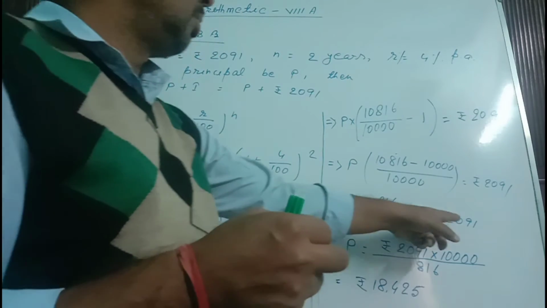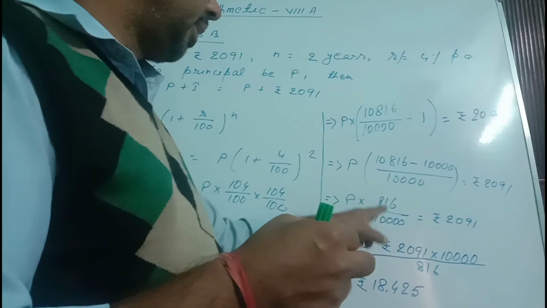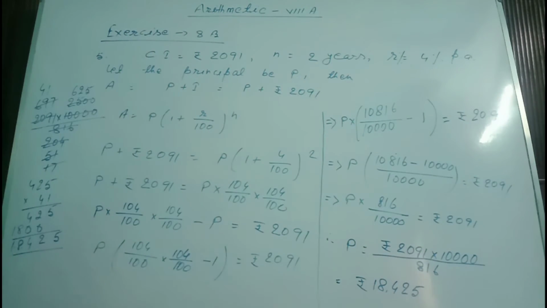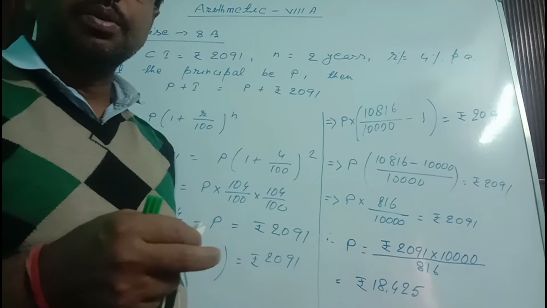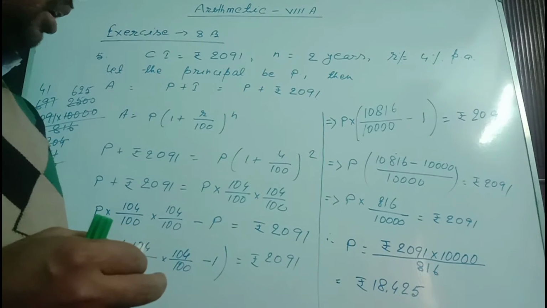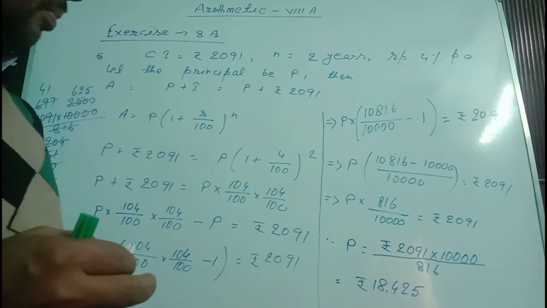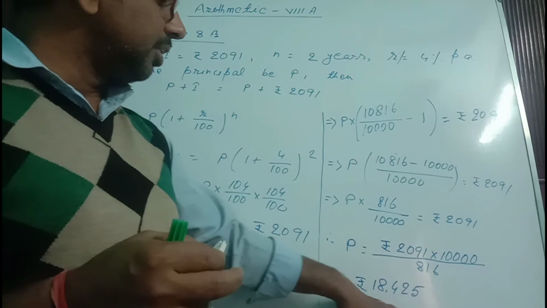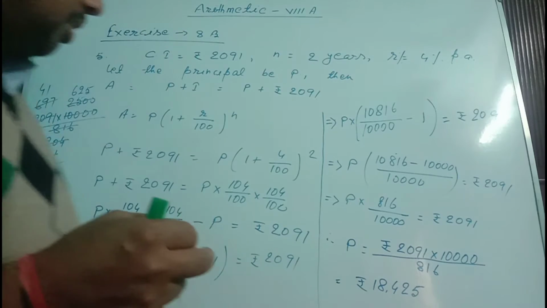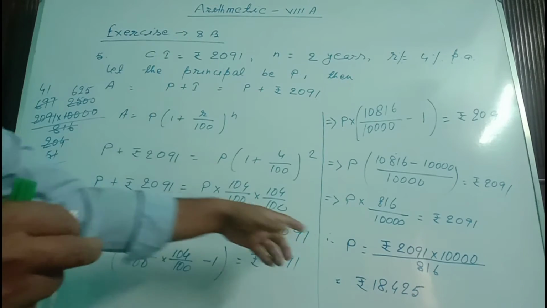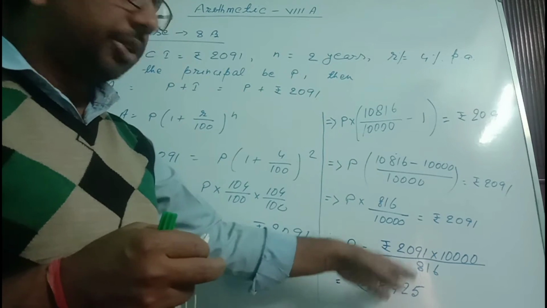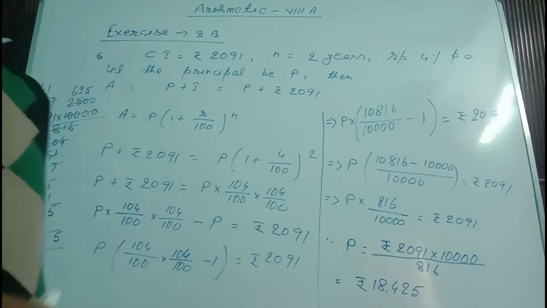So P equals 2091 into 10,000 by 816. I simplified it in rough space and I got 18,425, while in the book the answer is given as 25,625. That answer is not matching, but see, this is the solution. You also solve this, calculate it, and see how much you get. I got 18,425, that is the answer.